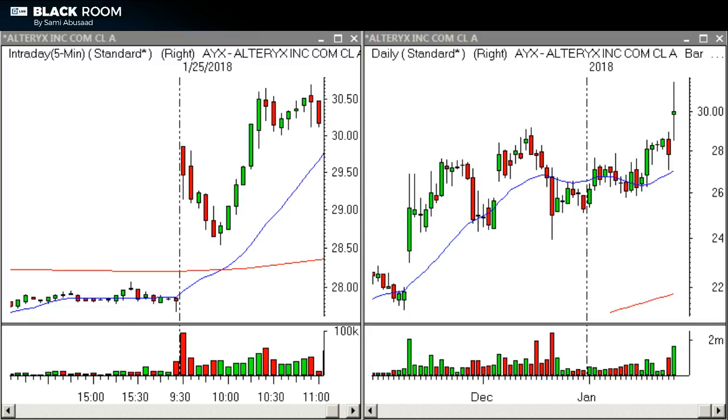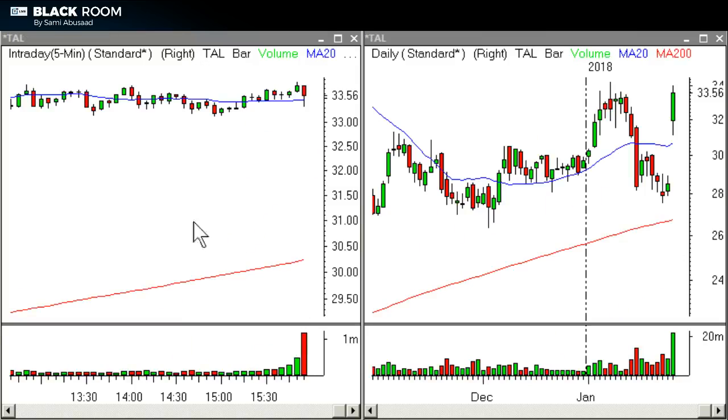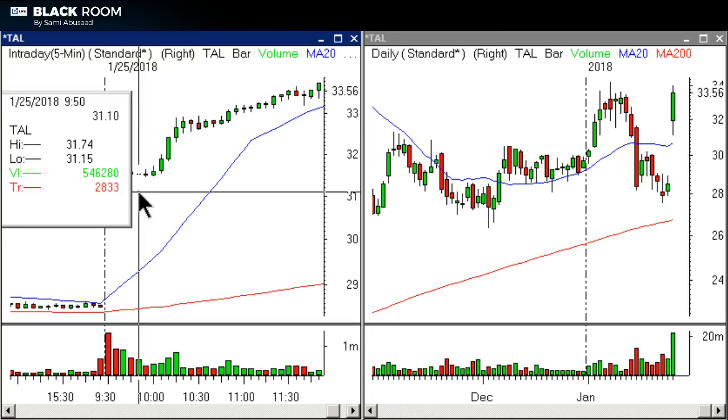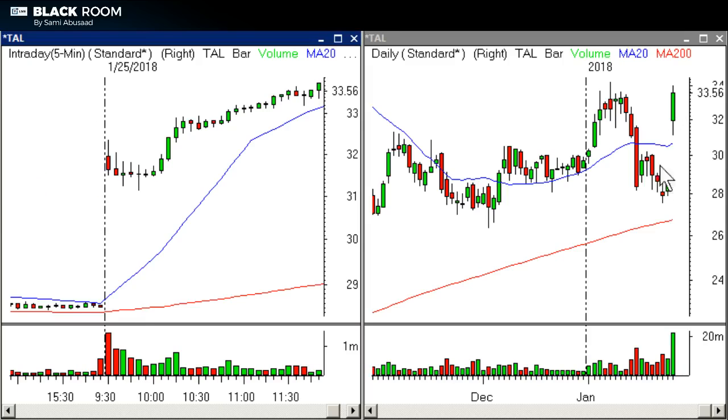And the TAL, as I said, I did it mainly because of that shakeout bar, that battle bar, combined with the gap. I know when a stock gaps from under the 20 to above the 20 and retests the 20, it gets a lift. It gets pushed, it typically gets bought. So that's the concept that I wanted to share with you.